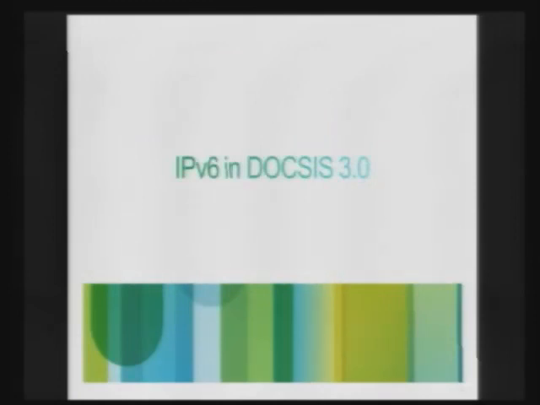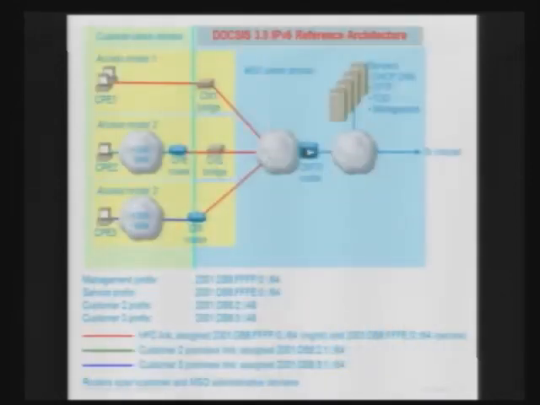For the folks who are familiar with the cable and DOCSIS world, the IPv6 addressing support for cable modem management, all the devices which get connected to the CMTSs, as well as the CPEs, the subscriber side devices, was introduced in DOCSIS 3.0, the latest set of specifications which came from CableLabs. And this is a reference architecture.